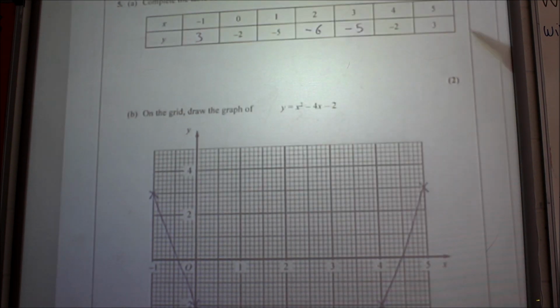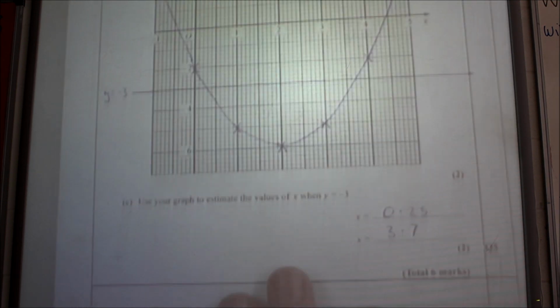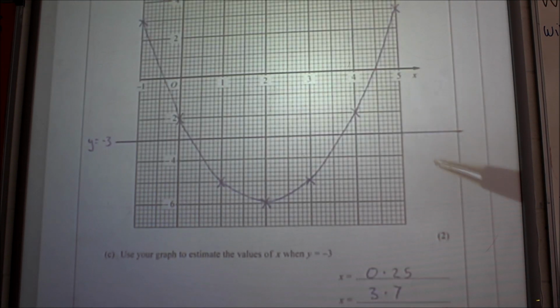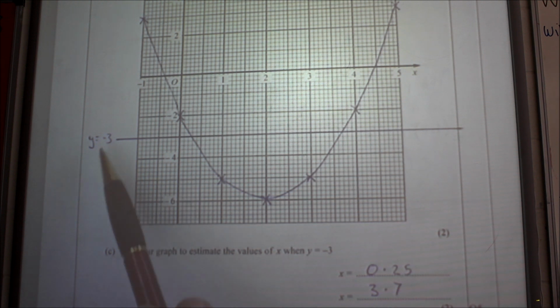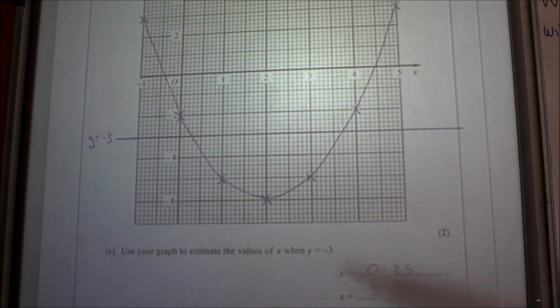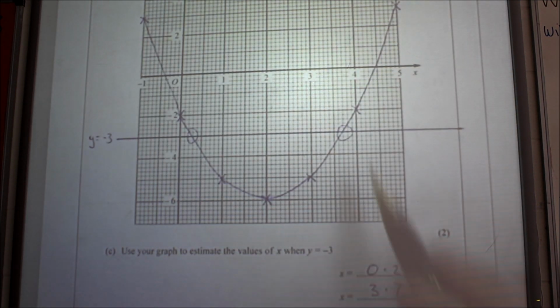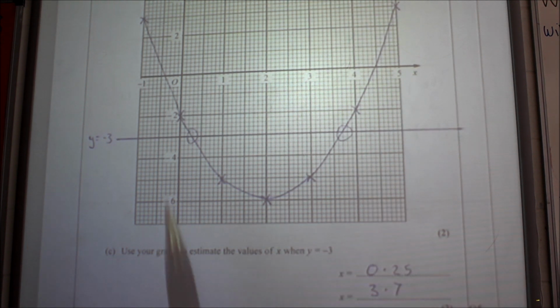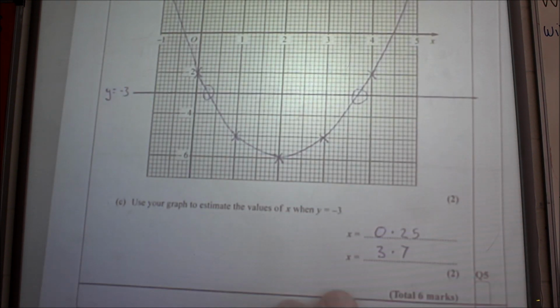Question 5, complete the table of values. Here we go, done again. And then draw the grid. And there is the grid drawn there. Question at the bottom, use your graph to estimate the values of x when y equals minus 3. So I've drawn the line, y equals minus 3 along there, and the points you want are where it crosses it, there and there. You want the x values for those 2 points, so you can just write those down there. 0.25 and around 3.7. As long as you get something like that, you'll be absolutely fine.